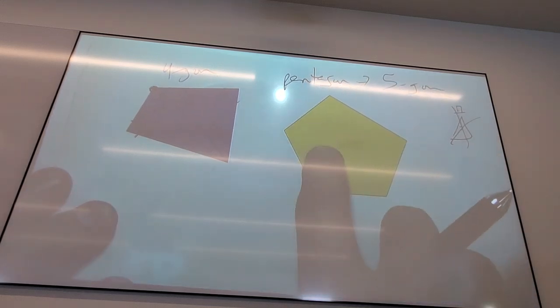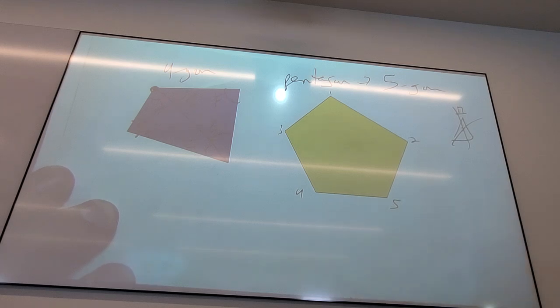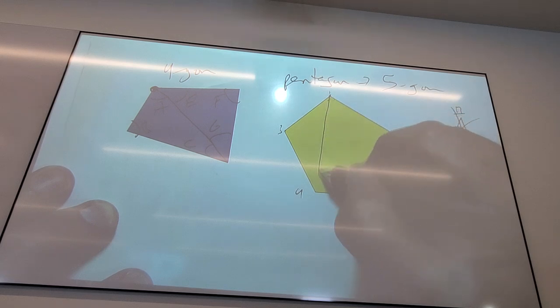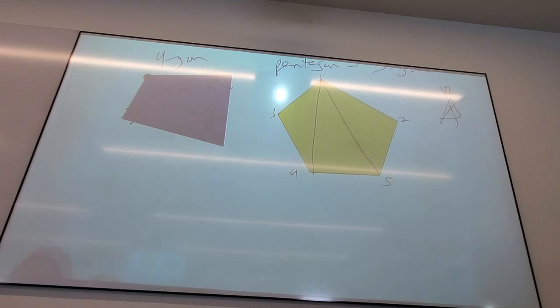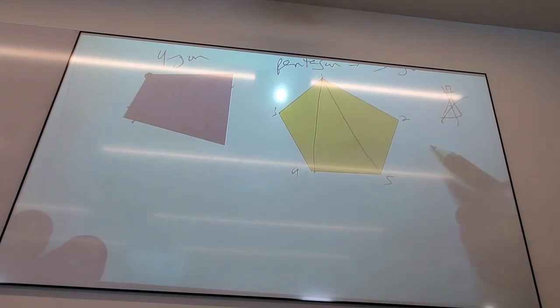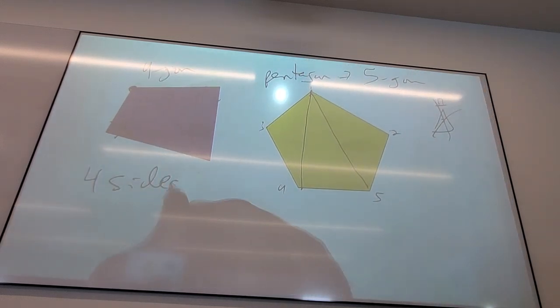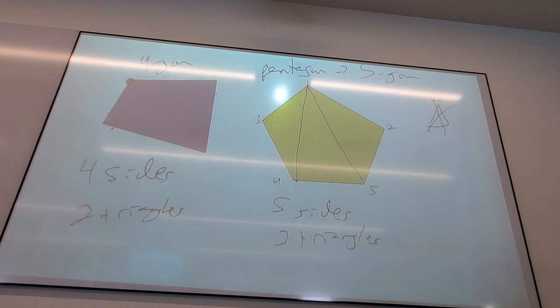All right. So I'm going to pick. I don't care. What do you guys want me to pick? 1, 2, 3, 4, 5. Which one? 1. Okay. So this doesn't count. I can do that, and this doesn't count. Yes, so how many triangles did I make? 3. How many sides are there in the original? 5. So there are 4 sides, and I made 2 triangles. 5 sides, I made 3 triangles. Interesting.